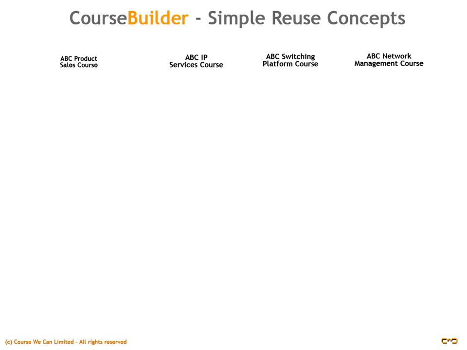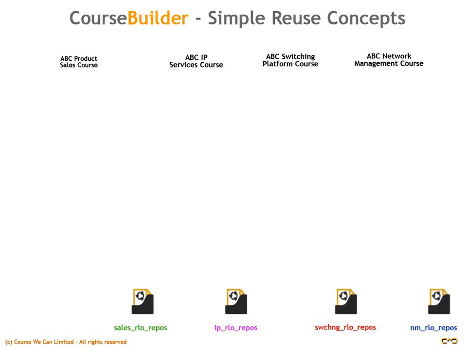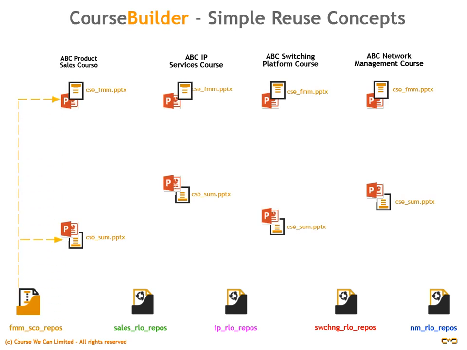In this example, they are folders named Sales RLO Repos, IP RLO Repos, Switching RLO Repos, and NM RLO Repos. To ensure each training team use the one standard PowerPoint style format and template, they use CourseBuilder to access the corporate front matter material files or shared content object files repository. The FMM is placed at the top of the course build as shown here. Another SCO file is the summary file, which we append at the end of the course, and as its name implies, it contains the course summary.